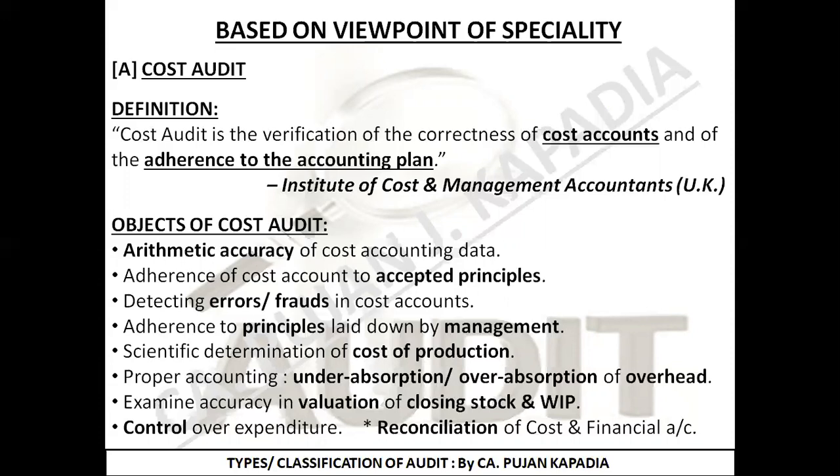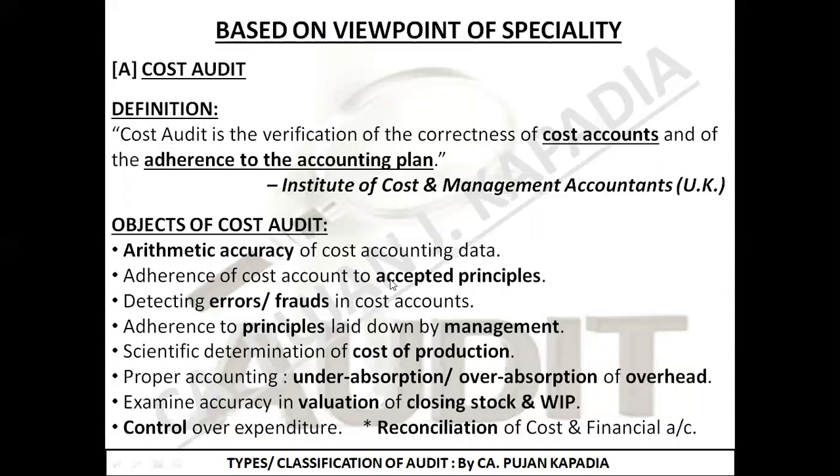So basically there are two kinds of verification. One is with respect to correctness of the accounts, and second is adherence to the accounting plan. Adherence is basically that I am complying with the plan that I have laid down. Next were the objects of cost audit, under which we had discussed first arithmetic accuracy of the cost accounting data. That is, from the viewpoint of calculations, all the data that you have recorded are correct and accurate.